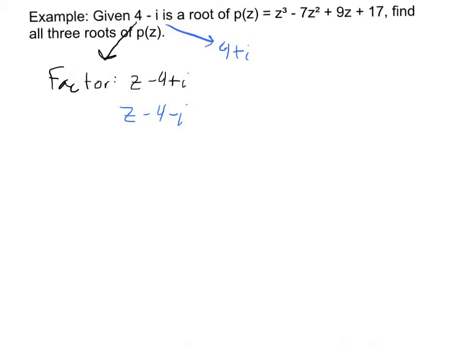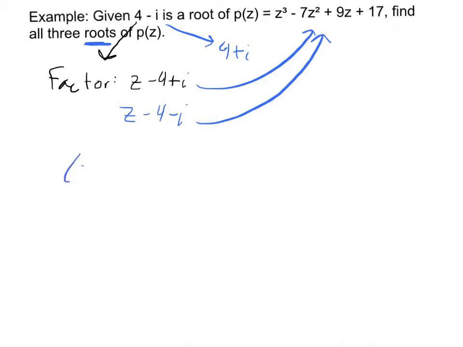Right? The idea is if you know one complex root, then you know another complex root, and if you know two complex roots, you have two complex factors. That means we know that both of these things divide into this. I just need to find the other thing that goes into it so I can find all three roots.